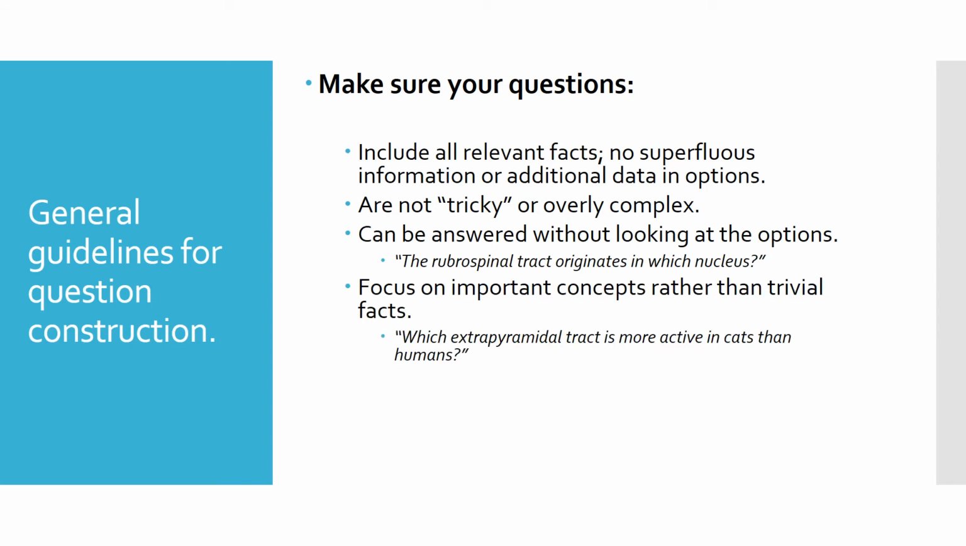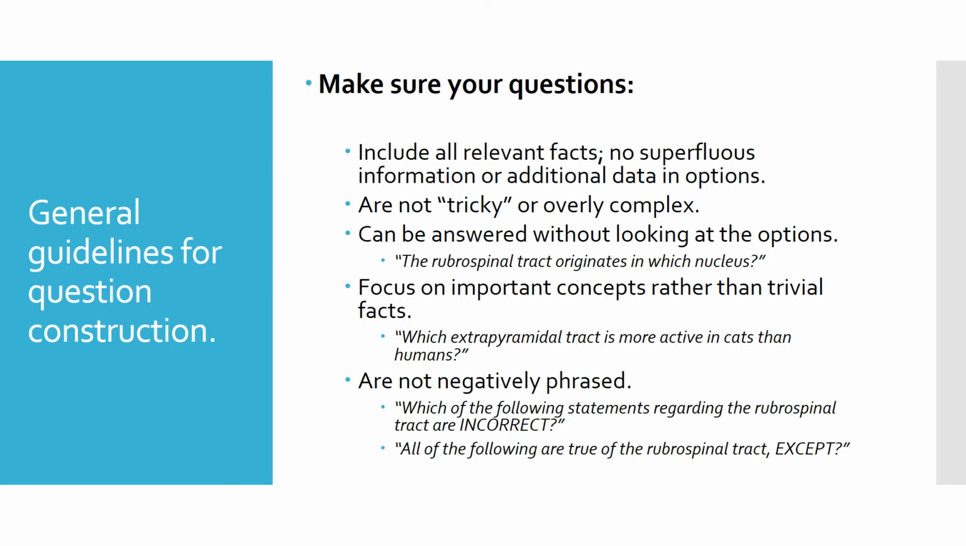You need to focus on important concepts rather than trivial facts. An example of one that focuses on something that's interesting but trivial would be: which extrapyramidal tract is more active in cats than humans? And the answer to that would also be the rubrospinal tract.